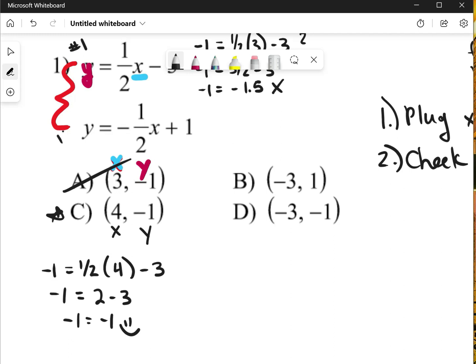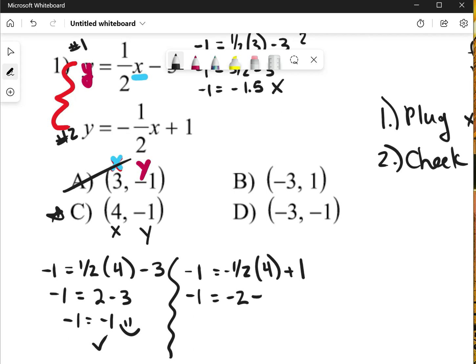But you also need to make sure it works for equation number 2. So it works for one of them, but let's also check that it works for equation 2. So once again, -1 is equal to -1/2, and x is going to be 4, plus 1. Well, is -1 equal to, this time, -2 plus 1, and -1 equals -1. That one also works. Bada bing, bada boom. Hey, we found that C is the solution that works. It's only going to be one of them in this case, so that one is the solution.